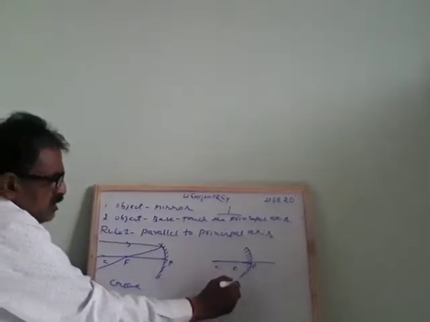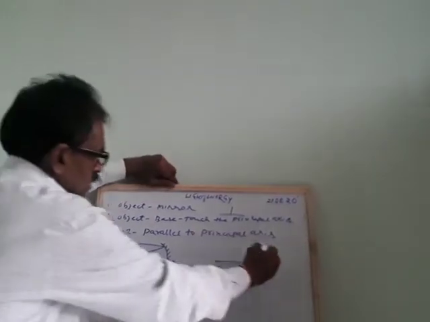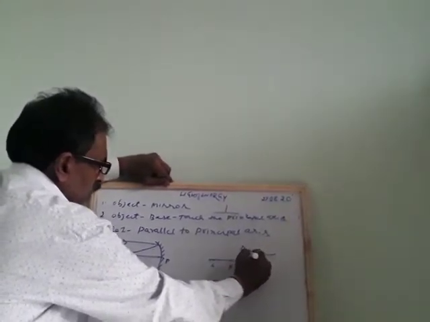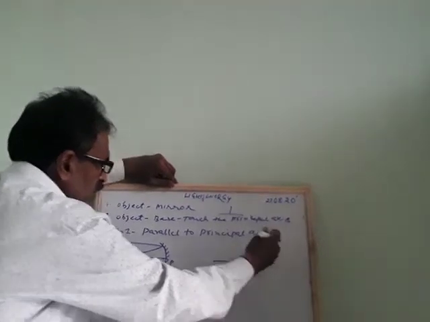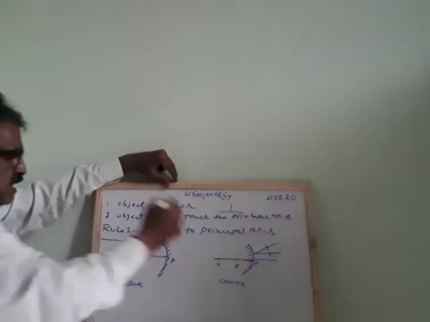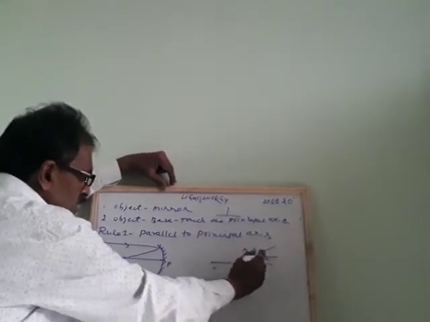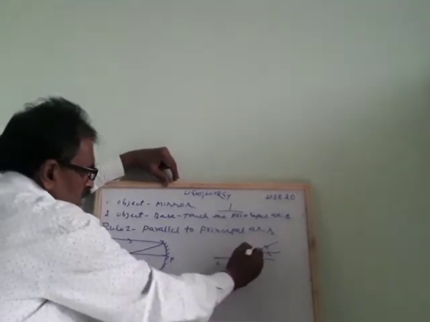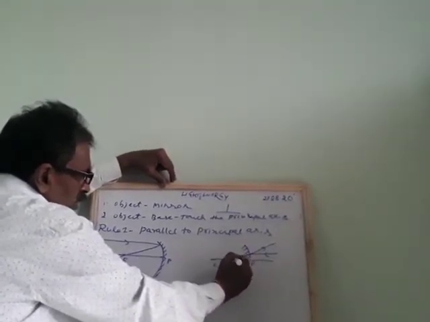In convex, what happens here? The ray is passed from the other side. It comes here, but it will reflect back. But where will they meet? They will not meet. But when you extend the line, they meet at the focus. They meet at F.